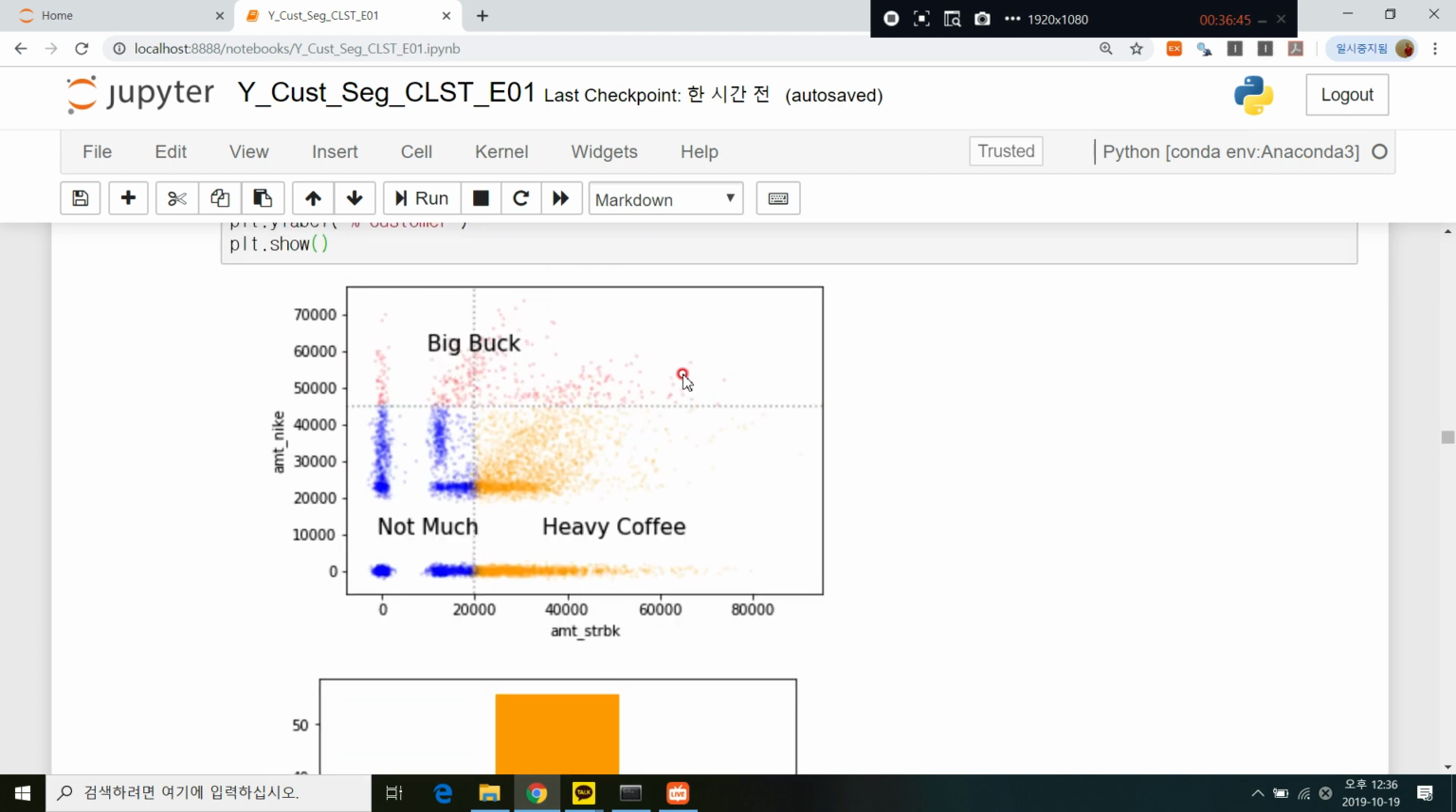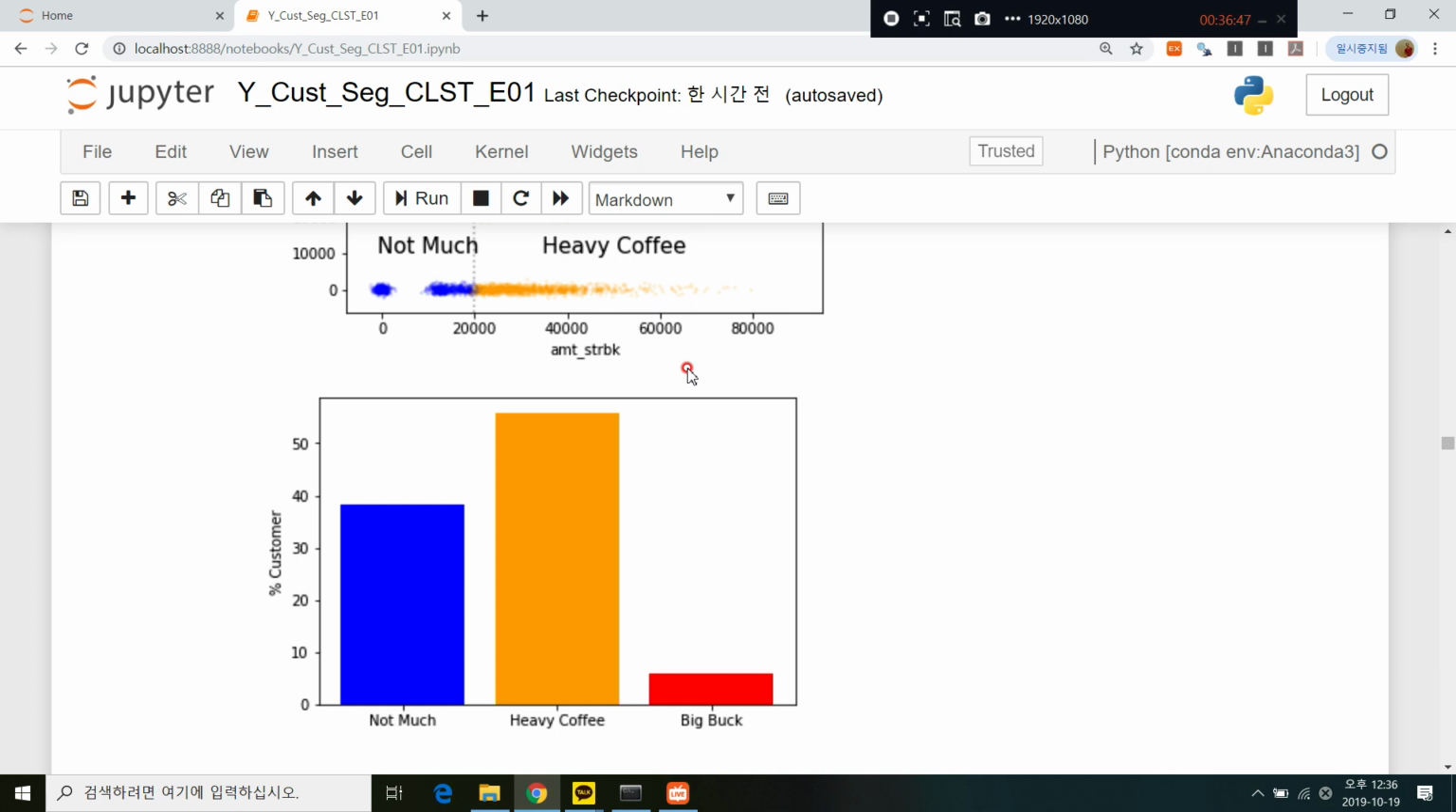How many customers are in each group? Number of customers in the customer clusters: not much, heavy coffee, big bug.